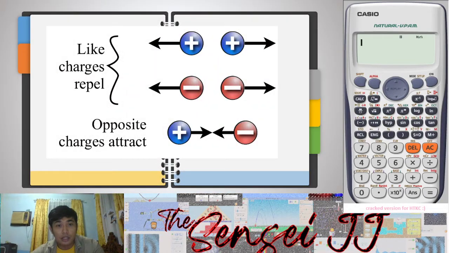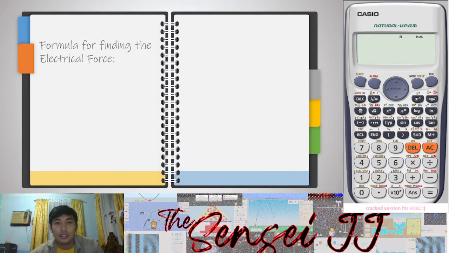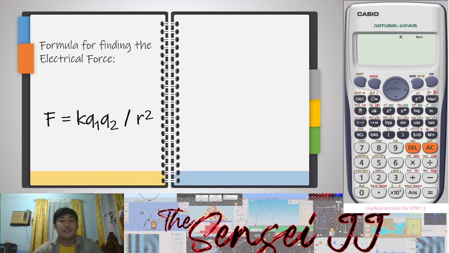Okay, so like charges repel, opposite charges attract. So this is an easy feat to know the charges of our particles. Okay, so the formula for finding the electrical force: F is equal to KQ1Q2 all over R squared. So I want to give you some tips and tricks for this.